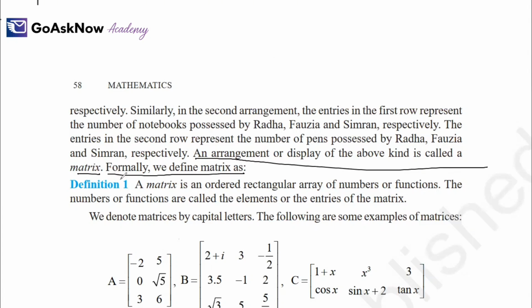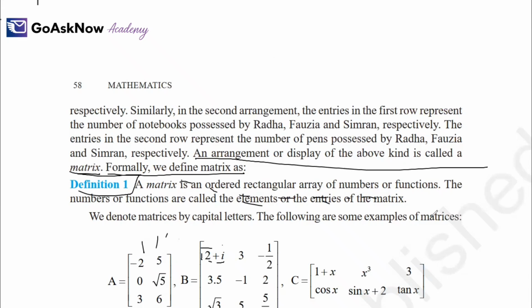Formally, we define a matrix. So this is the definition of your matrix. A matrix is an ordered rectangular array of numbers or functions. The numbers or functions are called the elements or the entries of the matrix. So these numbers, each single entry, is called an entry or element. And this is the collection, your rectangular array of numbers or functions.